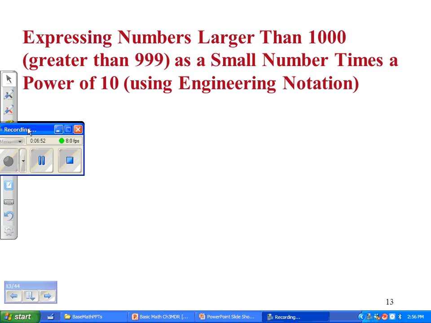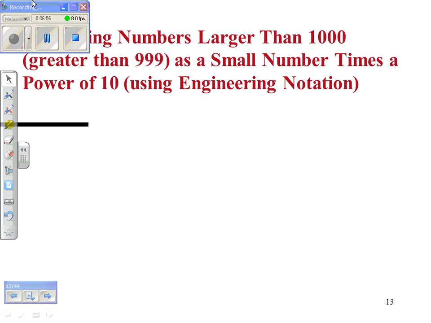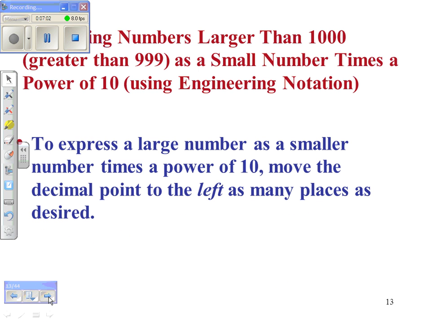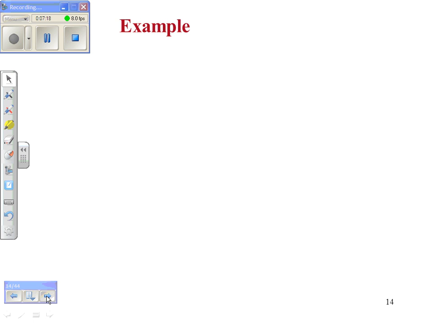What does that say here? Expressing numbers larger than 1,000, greater than 999, as a small number times a power of 10 using engineering notation, in other words. To express a large number as a smaller number times a power of 10, move the decimal point to the left as many places as desired. I'm going to multiply the number obtained by 10 to a power which is equal to the number of places you're going to move.